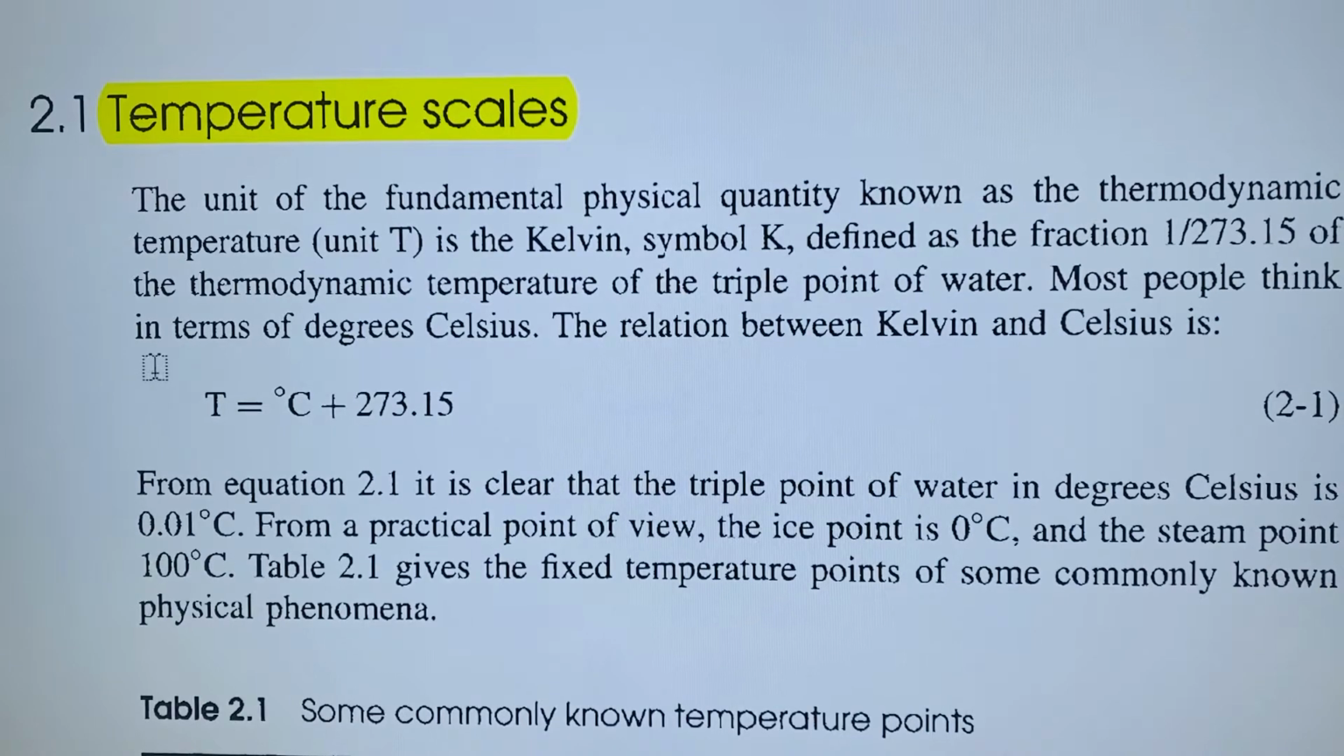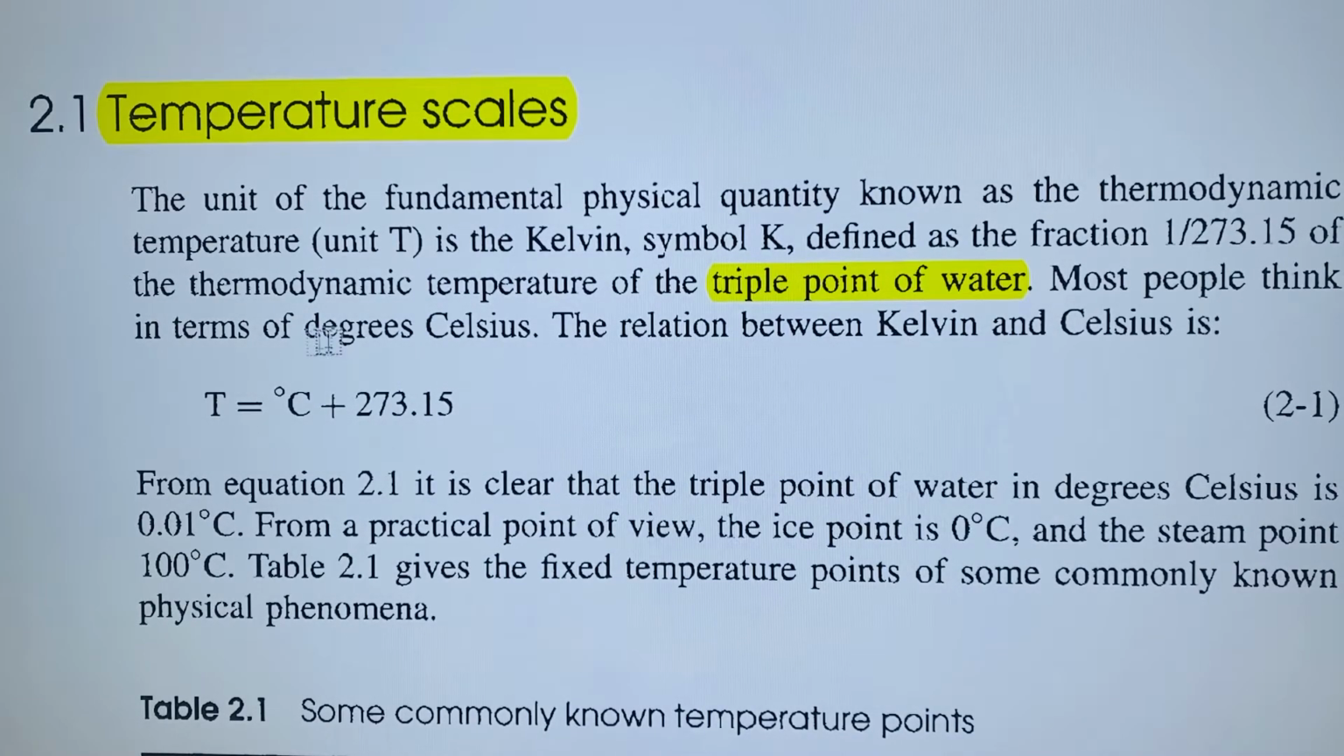So the unit of the fundamental physical quantity known as the thermodynamic temperature, T, is a Kelvin, symbol K, defined as a fraction of the reciprocal of 273.15 of the thermodynamic temperature of the triple point of water. So we will see what is the triple point of water.